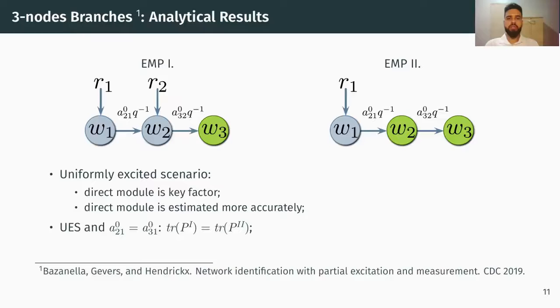Using this result, the case of a branch with 3 nodes has 2 minimum EMPs. We must decide either to excite node 2 or measure node 2. We have observed similar analytical results to the case of cycles with only 2 nodes. Under a uniformly excited scenario, the best minimum EMP is the one where the largest module is a direct module. The direct modules are estimated more precisely. When all factors are equal, both EMPs produce the same accuracy.